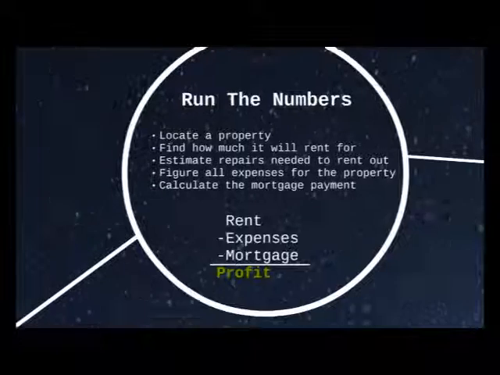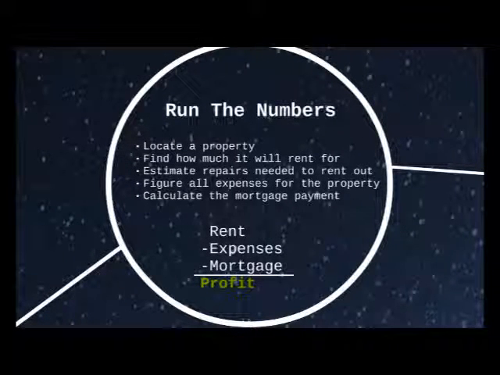The next step is running the numbers. So you need to locate a property. Once you've found that property, you need to find out how much it'll rent for. You can ask a realtor. You can find a property manager in your area that would know what the rents would be and ask him how much the rents would be. You also need to find out the estimated repairs needed to rent out the property. You need to figure all the expenses for the property each month, calculate the mortgage payment as well, the rent minus the expenses minus the mortgage, and that equals your total profit per month that goes into your pocket.